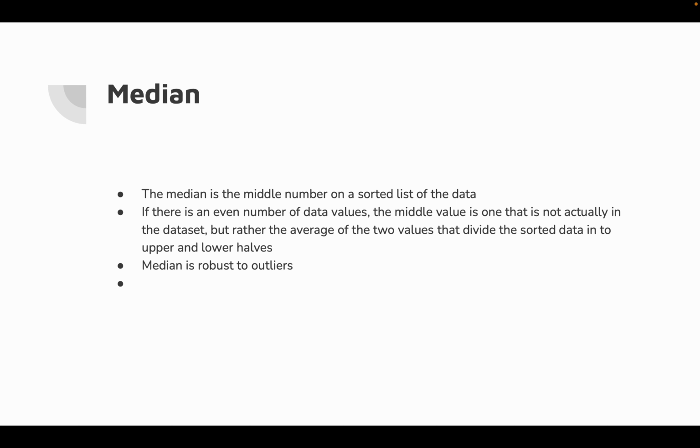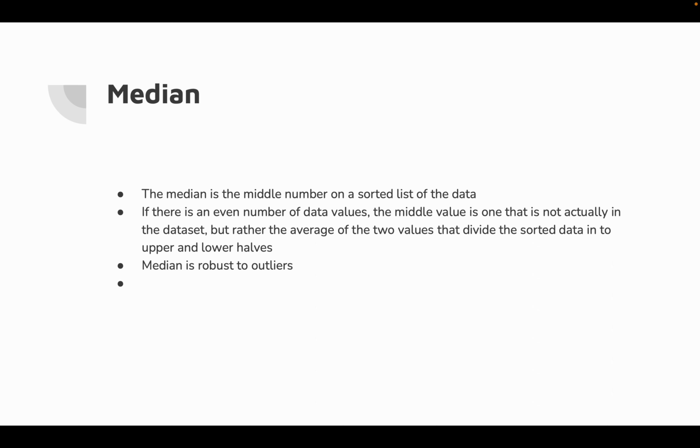So what is a median? A median is the middle number on a sorted list of the data. If we have a list of data, the median is very simple. We can just take the middle number of that particular list. If the number of items in that list is odd, it is very easy to find the middle number, right?